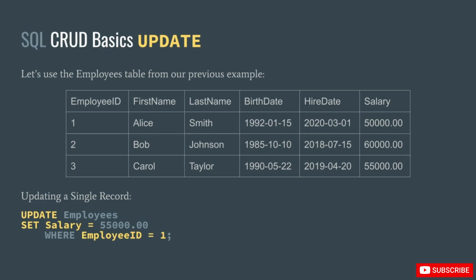Suppose we want to update a single record, Alice's salary. We use the update command with the table name employees, followed by set salary equals 55,000, specifying the new salary amount. To target Alice's record, we include a where clause to limit the update to the row where employee ID is 1. This ensures that only Alice's salary is modified, while the other records remain unchanged.